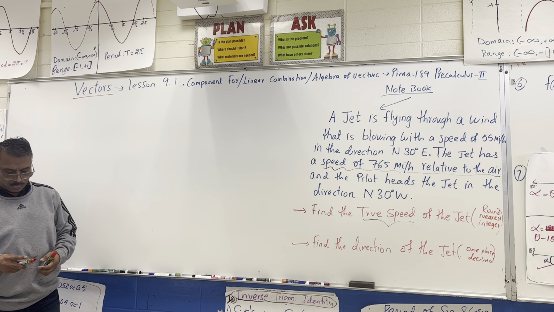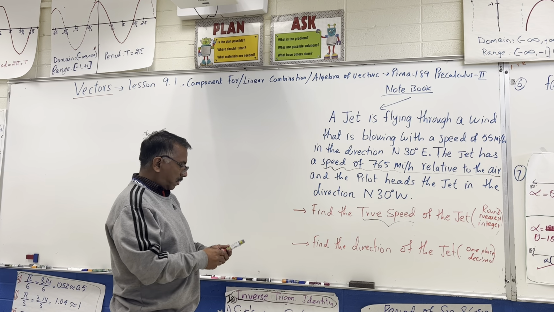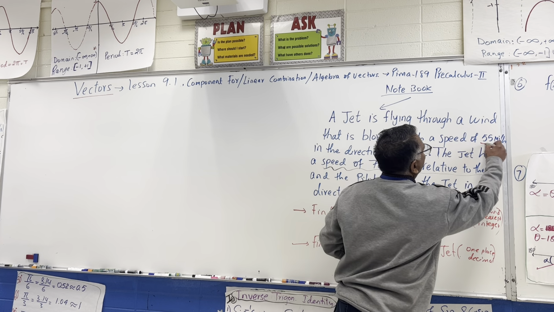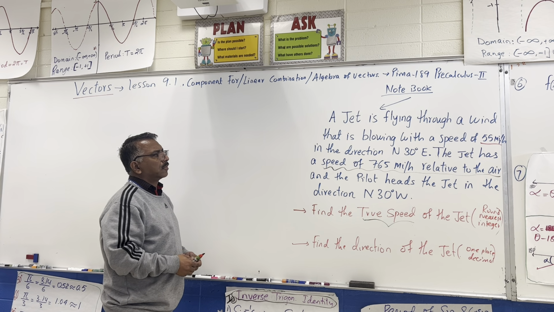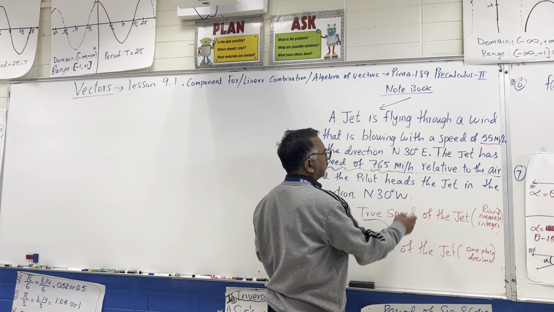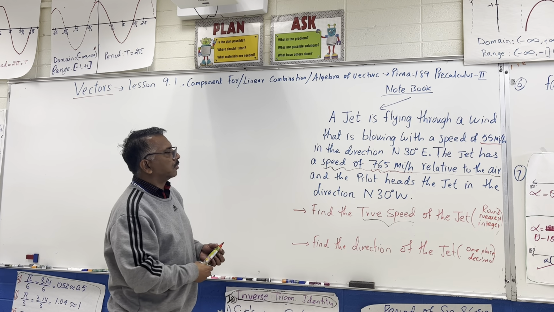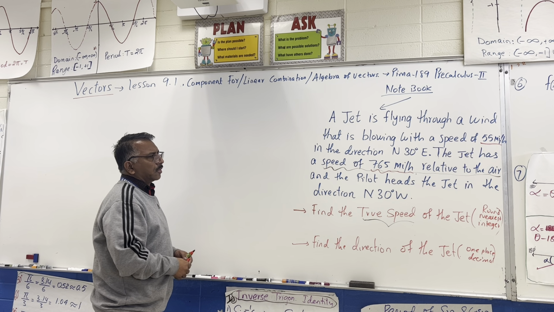A jet is flying through a wind that is blowing with a speed of 55 miles per hour in the direction north 30 degrees east. The jet has a speed of 765 miles per hour relative to the air, and the pilot has the jet in the direction north 30 degrees west. Find the true speed of the jet and find the direction of the jet.